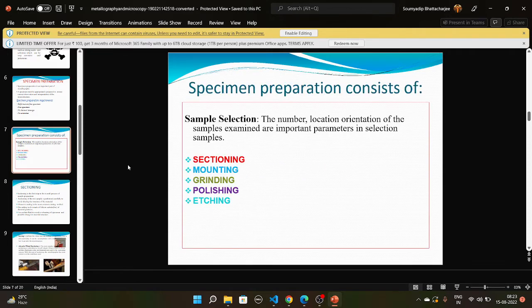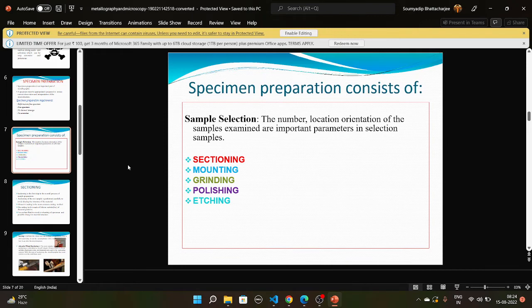This is very important. See, sectioning, mounting, grinding, polishing, and etching. Sectioning means, suppose your company has made a product, and in a particular zone of that product a crack is developing. You have to think of how you can collect the sample from that affected area. Sectioning means whether you can collect small chips, or if it is a totally failed component, then you can take even a bigger piece, a bigger sample.